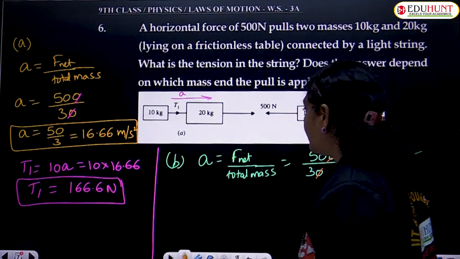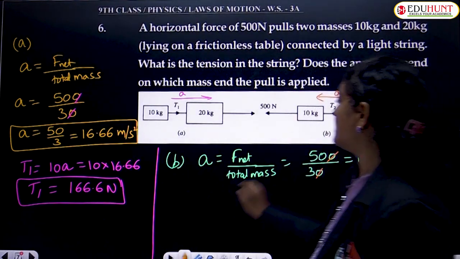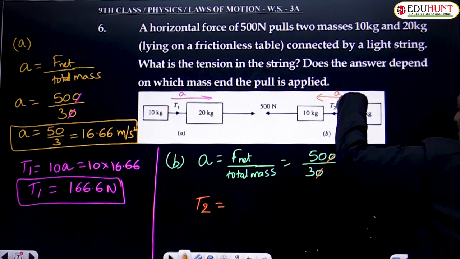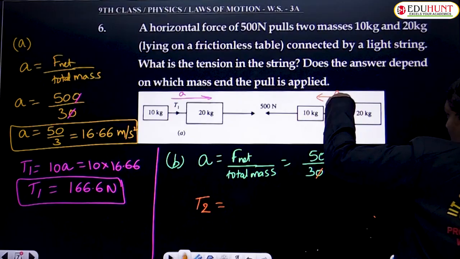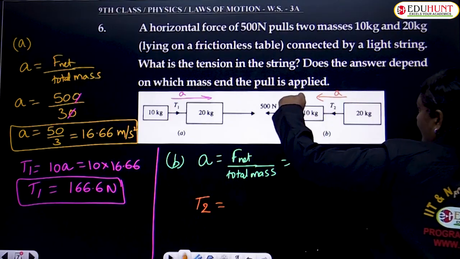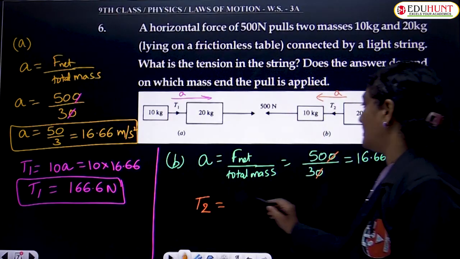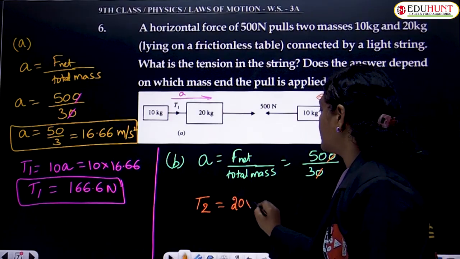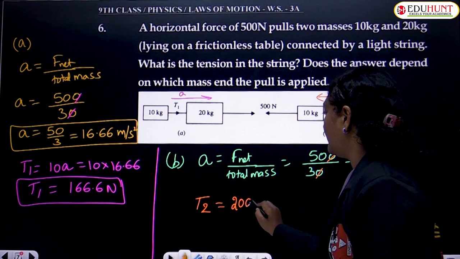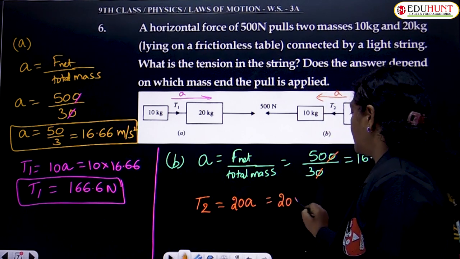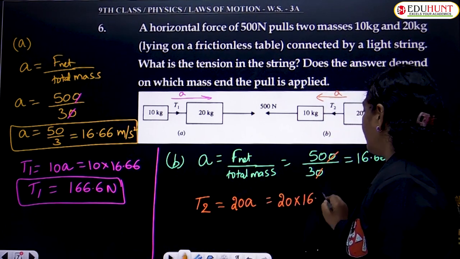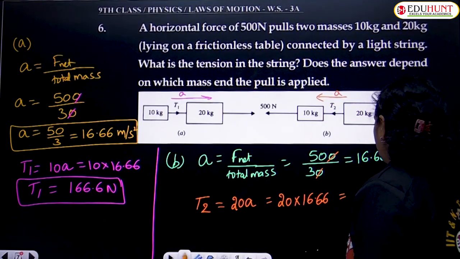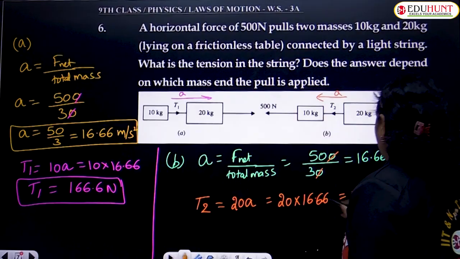But you're asked to find the tension in the string. The tension was indicated with the letter T2. So now focus on this T2. This tension force is pulling only the 20 kg towards the left side. So T2 must be equal to mass into acceleration. Mass is 20 kg into acceleration, 20a. So 20 times, what is this? 16.66.